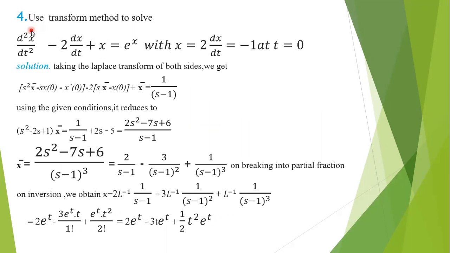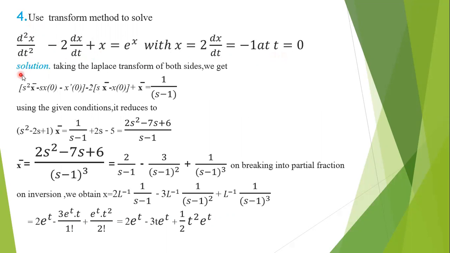The fourth question is: use transform method to solve d square x upon dt square minus 2 dx by dt plus x is equal to e raised to t, with x is equal to 2 and dx by dt is equal to minus 1 at t is equal to 0. So we will see the solution.